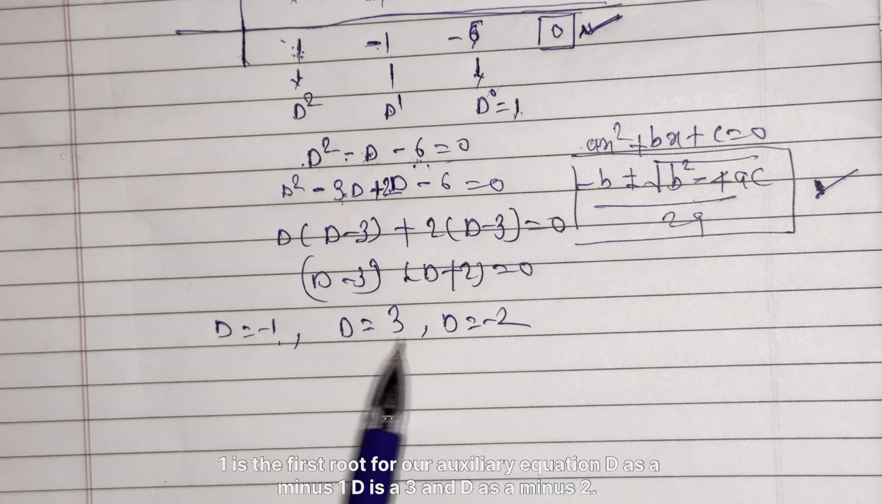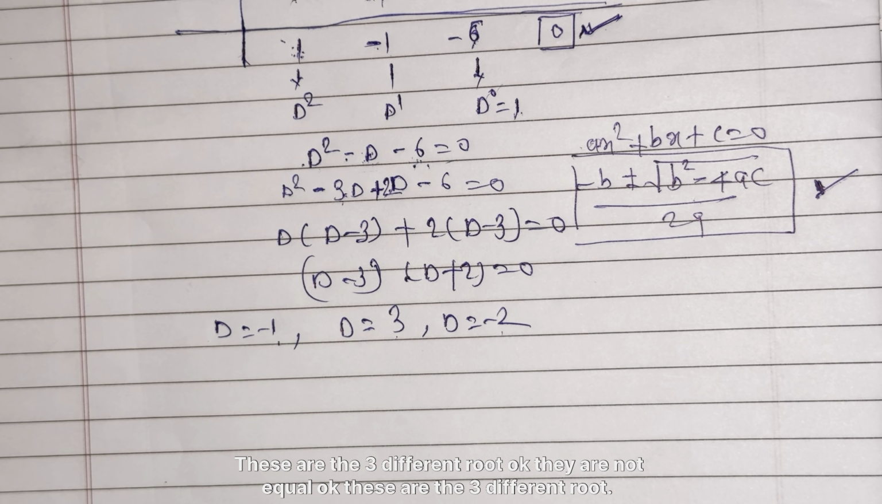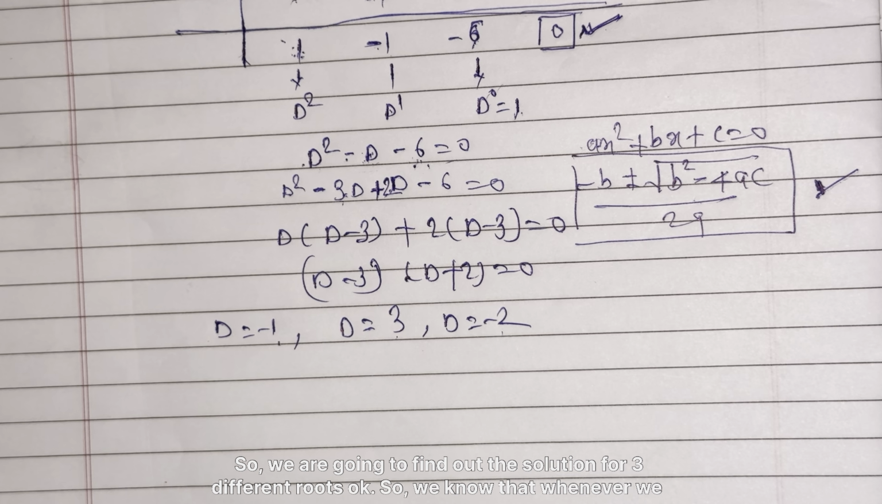D = -1, D = 3, and D = -2. These are the three different roots. They are not equal. So we are going to find the solution for three different roots.